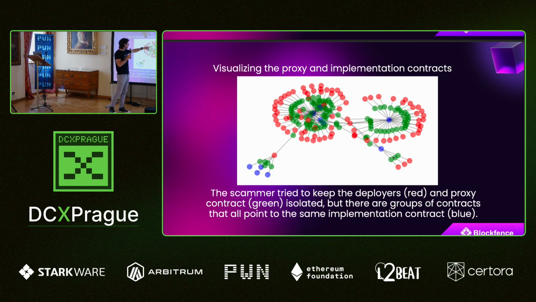Then we have on green the proxy contracts, right? And what the scammers try to do is to make them seem to be isolated, but then we could find, thanks to connecting all this information, that they were all connected to these blue dots that are the implementation contracts, right? And we could find how campaigns that seem to be from different groups were all basically related.